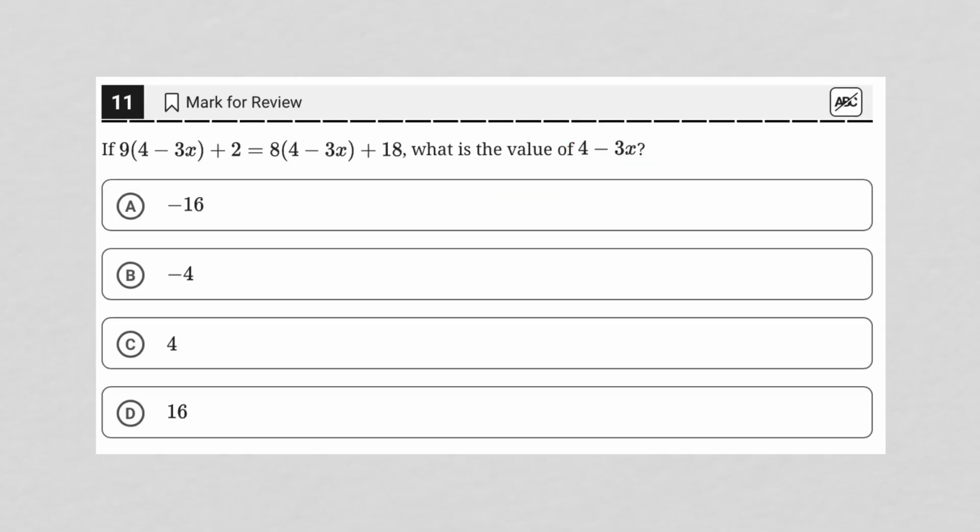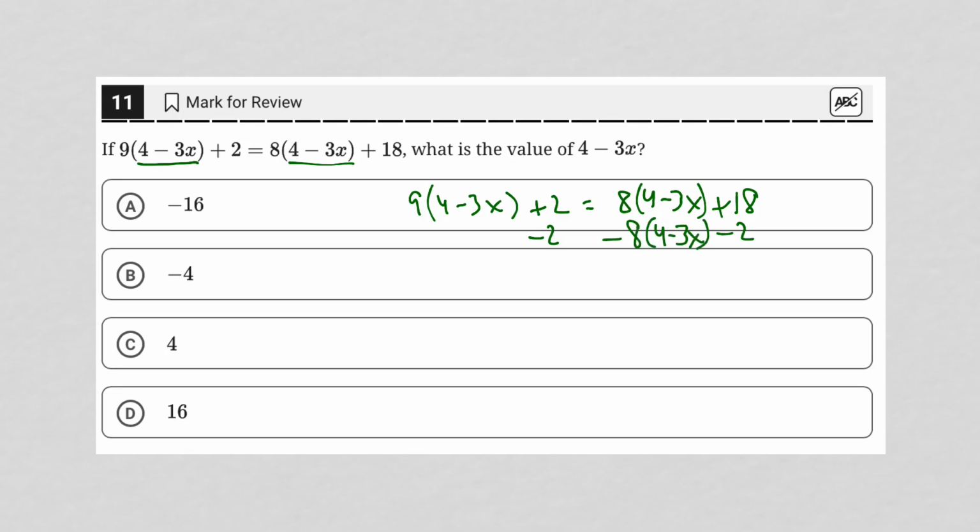So option 2 is, instead of simplifying in that manner, I'm going to look at the fact that I have a 4 minus 3x here and here, and I'm going to treat that like terms that I'd like to combine. So again, if I rewrite everything, 9 times (4 minus 3x) plus 2 equals 8 times (4 minus 3x) plus 18. I can subtract 2 from both sides, and I can subtract 8 times (4 minus 3x) from both sides. In doing so, the 2's cancel on the left, and on the right side, I end up with an 18 minus 2, which is 16.